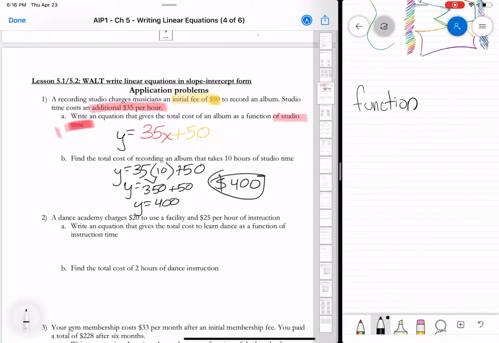All right, go ahead and try number 2. You can pause the video, you can continue on, try it on a separate piece of paper, whatever the case is. I'm going to write the answer here so that you can see it. This way you'll be able to check later on.